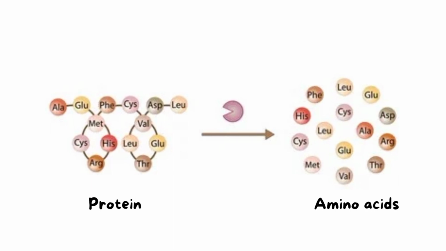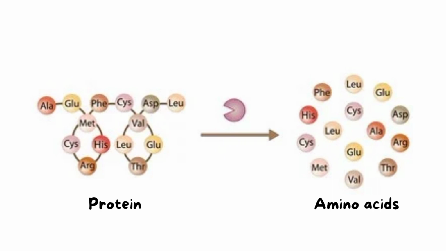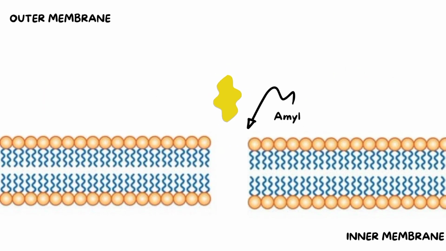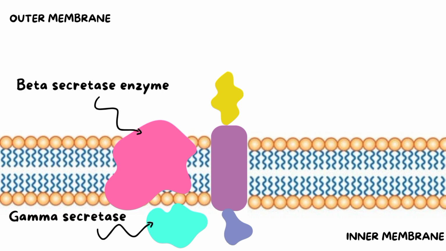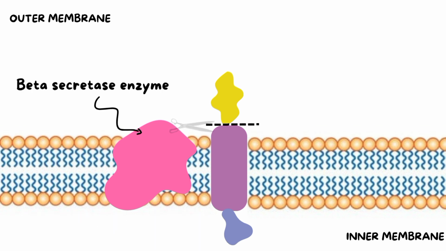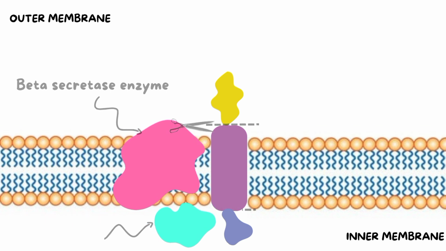As we know, protein gets broken down after use, and the individual amino acids are stored in our body for further work. The amyloid precursor protein is broken down by enzymes such as beta secretase and gamma secretase. Beta secretase enzyme cleaves amyloid precursor protein at the N-terminal end, whereas gamma secretase enzyme cleaves amyloid precursor protein at the C-terminal end.